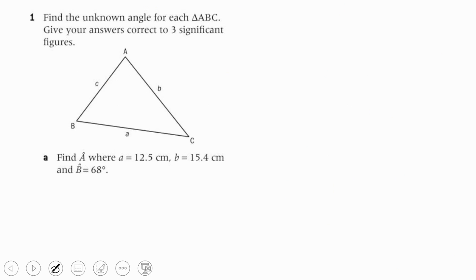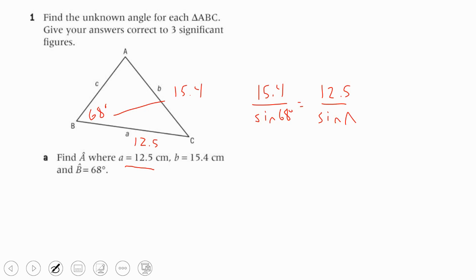Okay, so this one says find the unknown angle. We're given a basic triangle, and so in our basic triangle, we're going to label things that they tell us. So A is 12.5, B is 15.4, and angle B is 68. So I have an angle side pair. So 15.4 over the sine of 68 equals 12.5 over the sine of A.